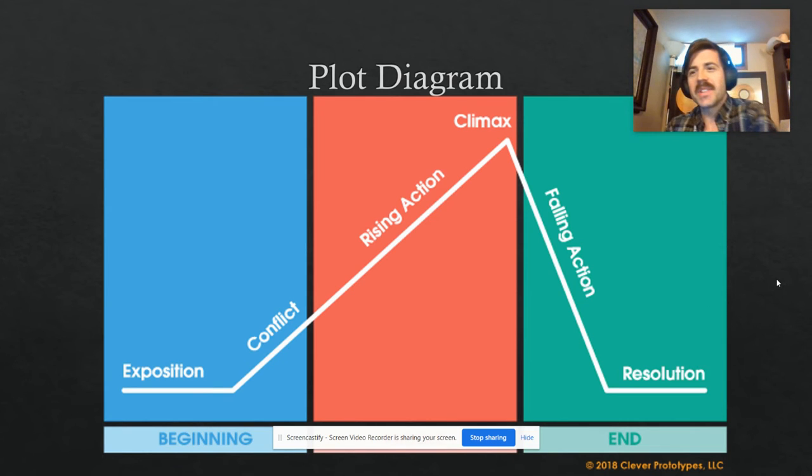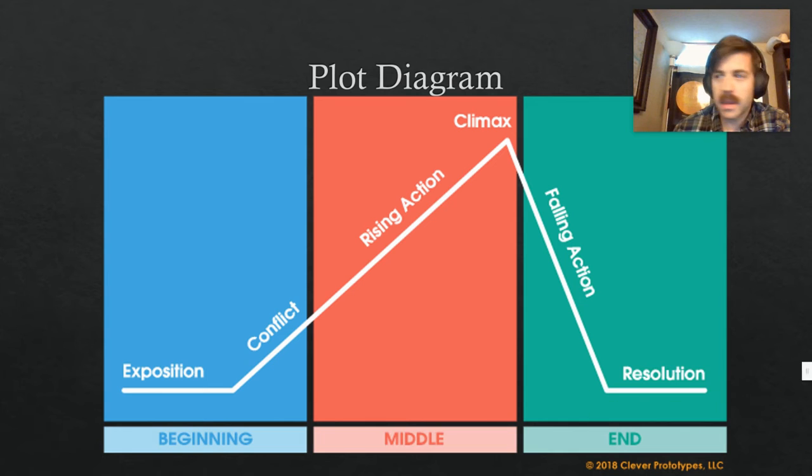Hi, folks. Here today talking about expositions, this first part of the plot diagram. It's basically just the beginning of a book or the beginning of a story. We've got to figure out what goes into an exposition and development of conflict, and how we might analyze this and write it ourselves.